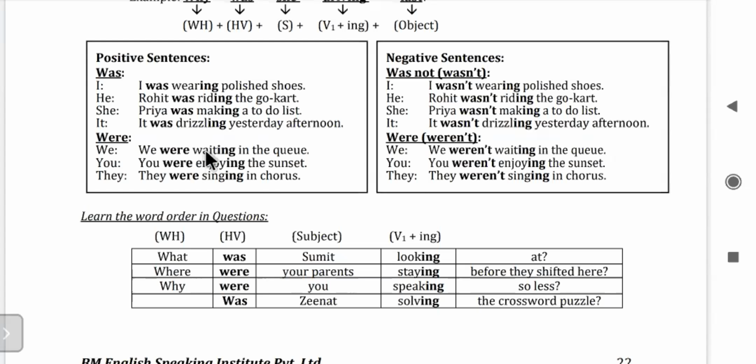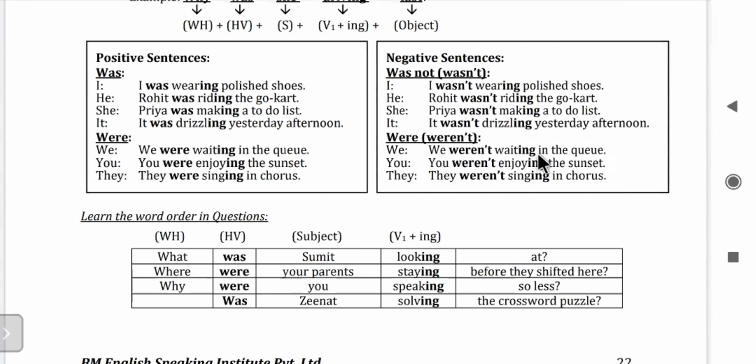Let's do the were sentences. We were waiting in the queue. We weren't waiting in the queue. You were enjoying the sunset. You weren't enjoying the sunset. They were singing in chorus. They weren't singing in chorus.